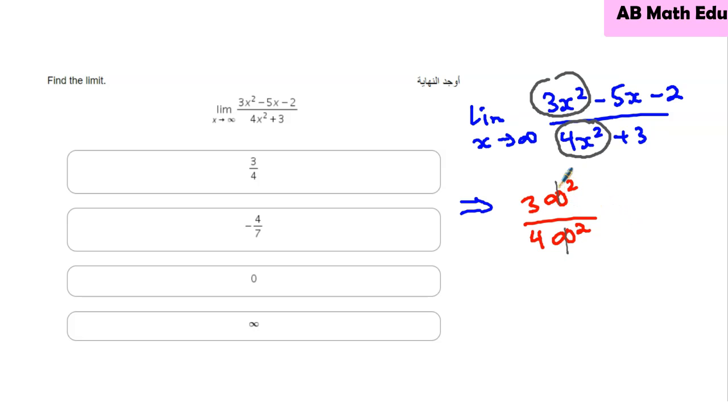We just turn them into 1. So 3 times 1 is 3, 4 times 1 is 4. So it's 3 on 4 as an answer. So anytime it's approaching infinity, that's how you do it, and it's easy peasy right there.